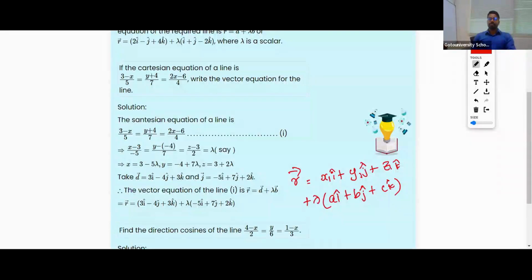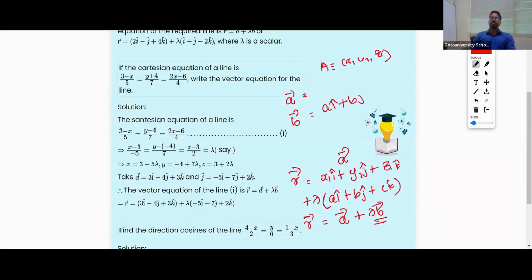So what is this? It is actually vector r, the position vector of a given point on the line, which we have to find out, equal to A plus lambda b. And vector A is nothing but the position vector of the point x1, y1, z1. So this is vector A, and vector b is represented by the direction ratios with the unit vectors. The direction ratios which you find here will be useful to get the vector b.